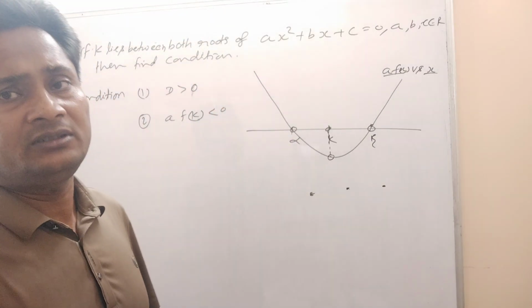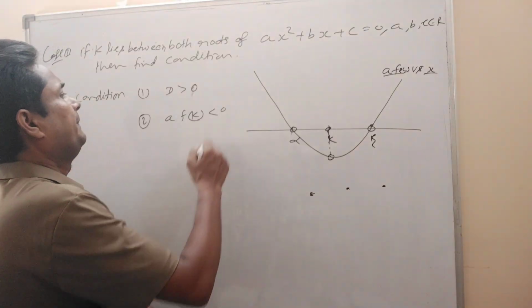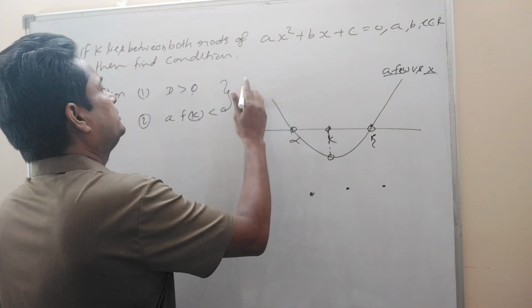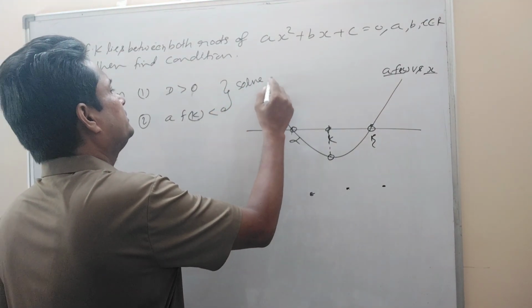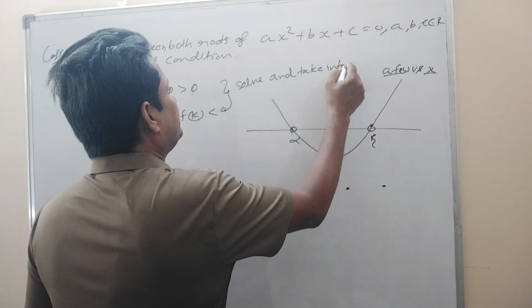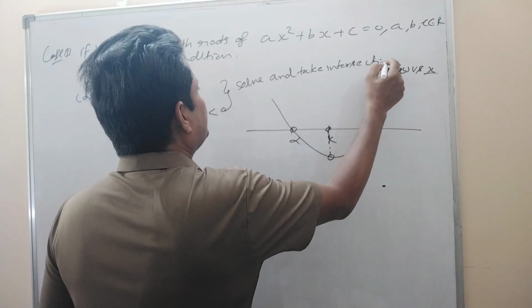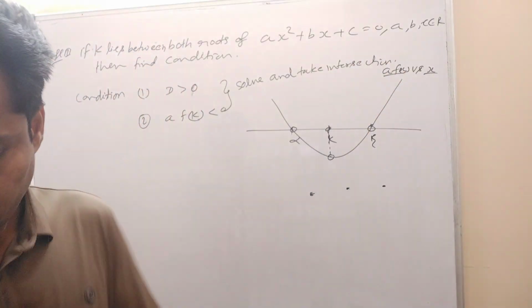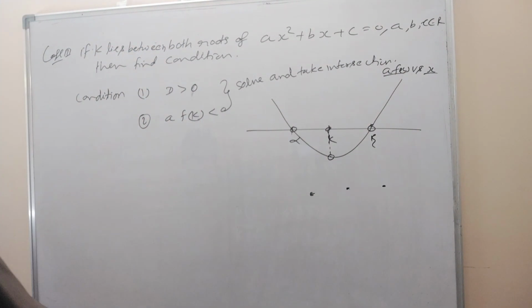So these are the two conditions. Solve these two conditions and take intersection. Only these are the two conditions. Solve and take intersection. So let's do some more questions.